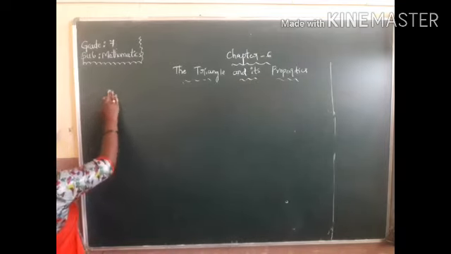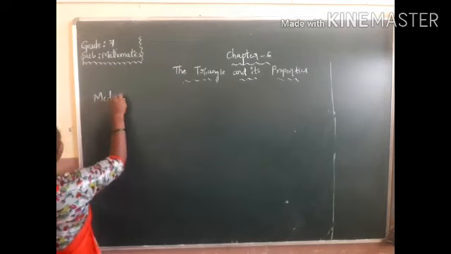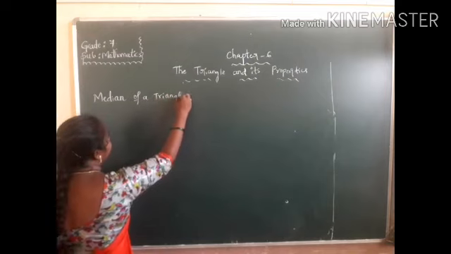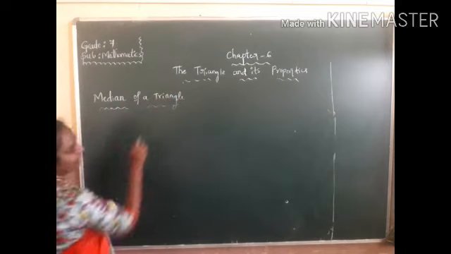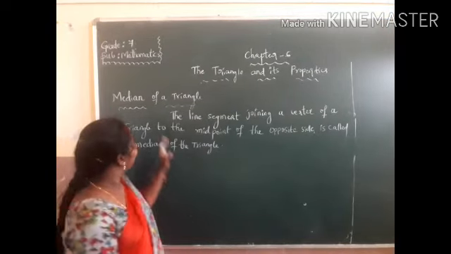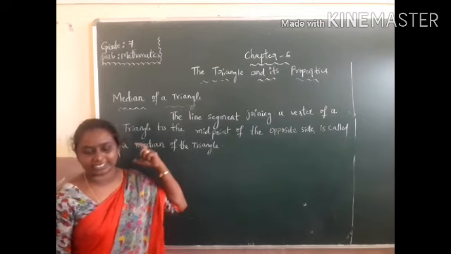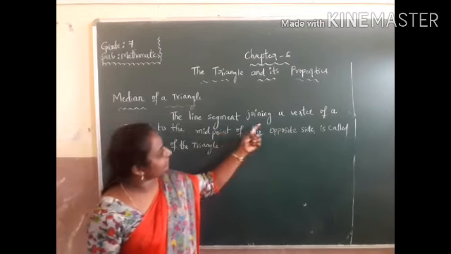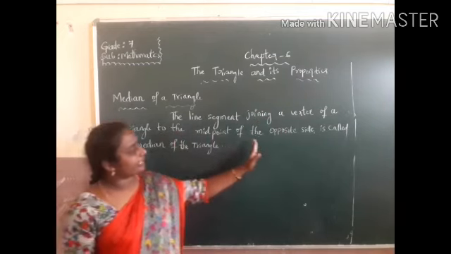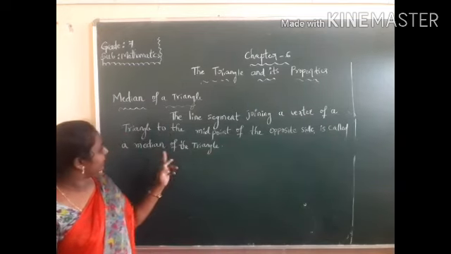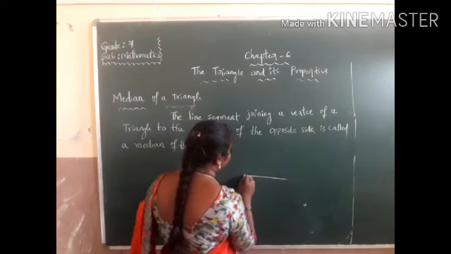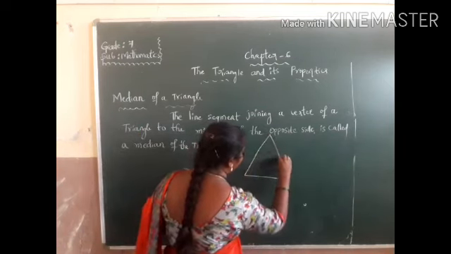Okay, next, median of a triangle. So what is meant by median? Median of a triangle means the line segment joining a vertex of a triangle to the midpoint of the opposite side is a median of the triangle. Okay, let us see what the midpoint is.